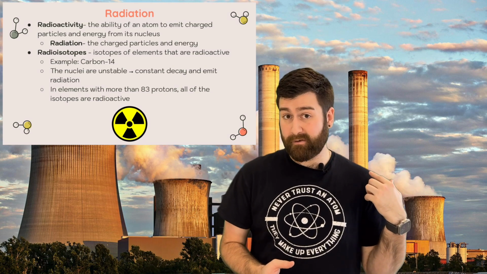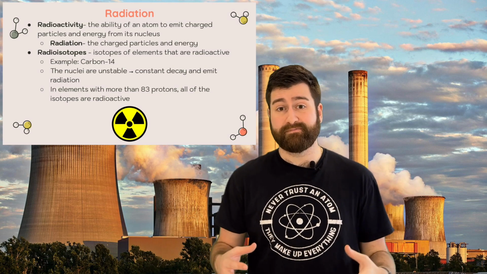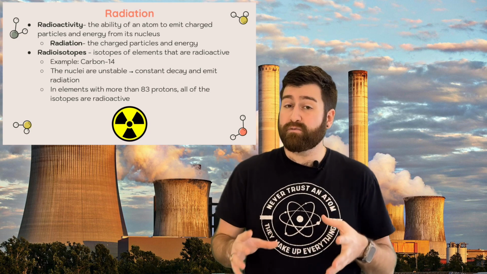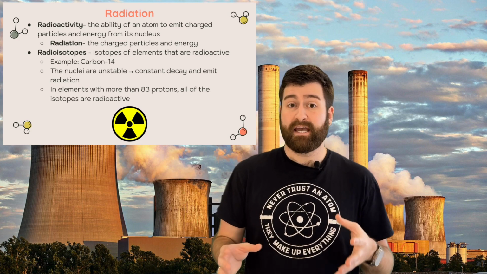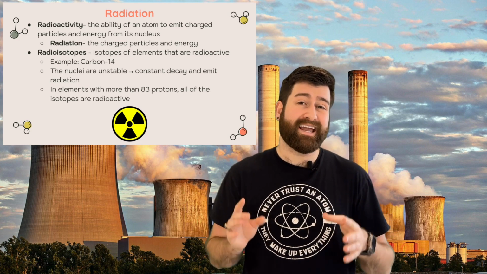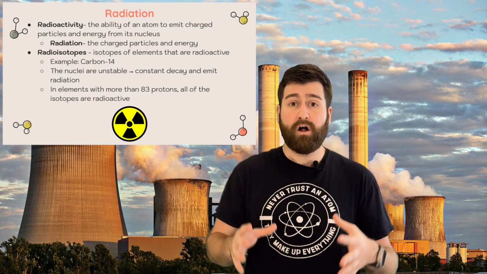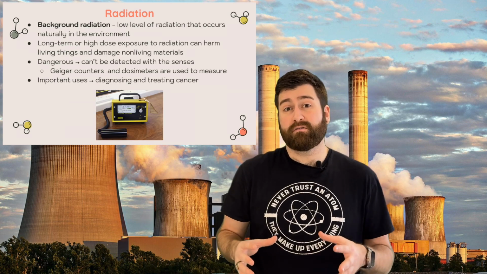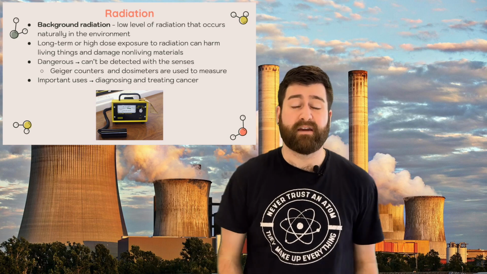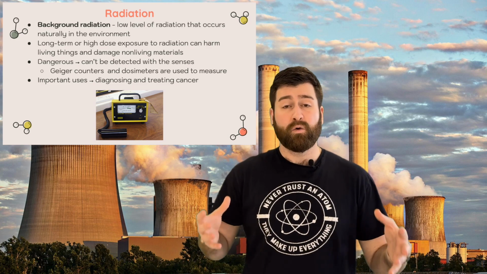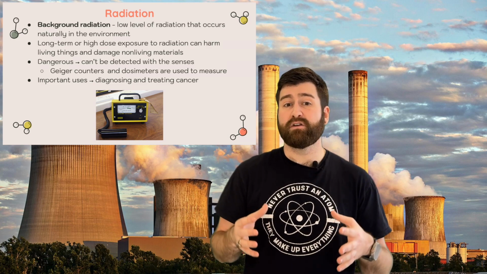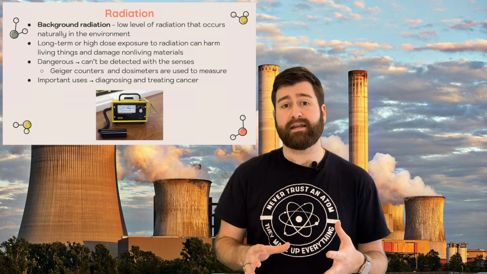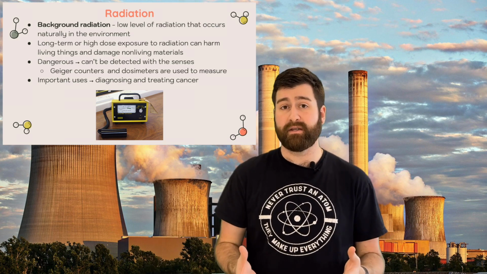Remember how I mentioned carbon-14 a few seconds ago? Carbon is an element that has non-radioactive isotopes as well as radioisotopes. In elements that have more than 83 protons, all of the isotopes are radioactive, which is different from carbon. There's carbon everywhere. We're constantly being exposed to what is known as background radiation. And this background radiation is a very low level of radiation that occurs naturally in the environment.